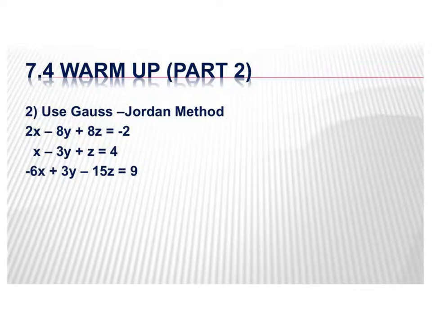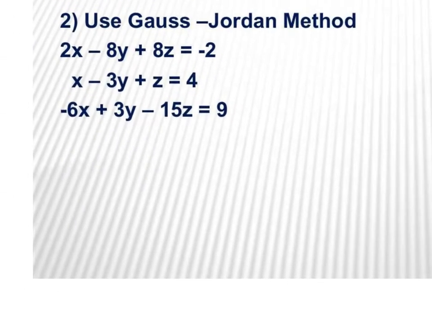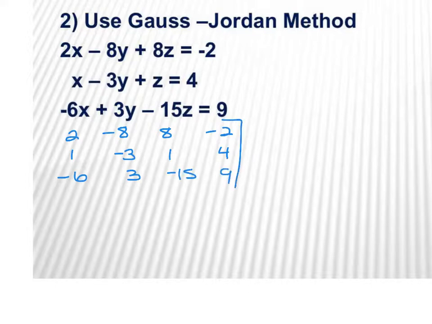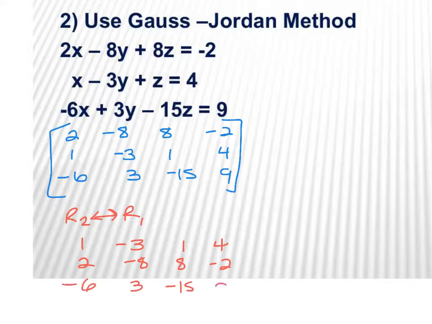All right, then the second one is the Gauss-Jordan method. So this is, again, where we're getting our diagonal of 1s, with zeros above and below. The first thing I'm going to do is rewrite this so that it's 2, -8, 8, -2, 1, -3, 1, 4, -6, 3, -15, and 9. And I would recommend the same step 1. Try to get the 1 in the top left corner if it's easy. This one it is. I can switch row 1 and row 2. So I get 1, -3, 1, 4, 2, -8, 8, -2, -6, 3, -15, 9.